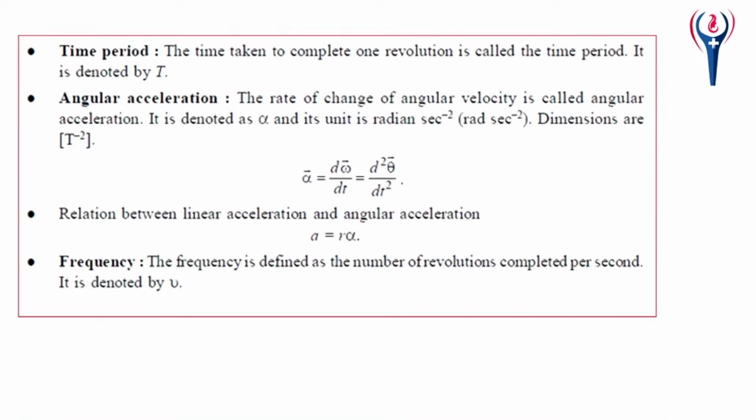Time period: the time taken to complete one revolution is called the time period. It is denoted by T. Angular acceleration alpha is nothing but the rate of change of angular velocity. The relation between linear acceleration and angular acceleration is a equals r alpha. And frequency nu is the number of revolutions per second. It is also the reciprocal of the time period. Its unit is hertz.